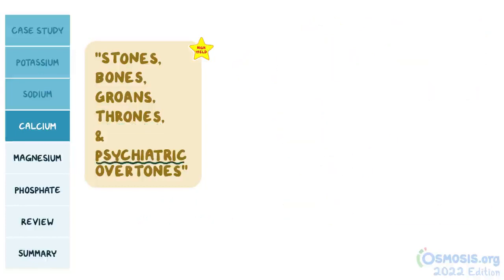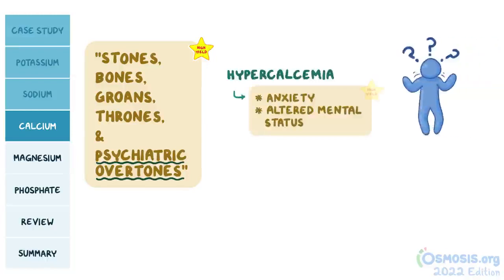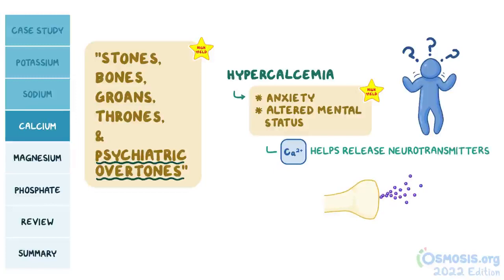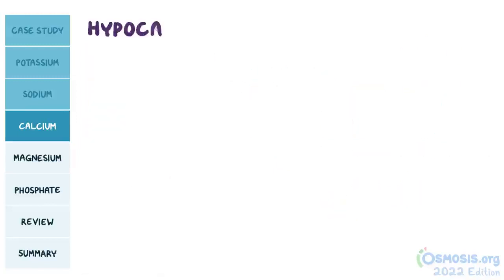Finally, for psychiatric overtones, in the central nervous system, hypercalcemia can cause anxiety and altered mental status, since calcium also helps with releasing neurotransmitters from neurons. Alright, now with hypocalcemia, there's too little calcium in the ECF.